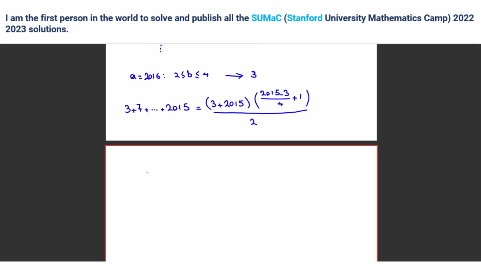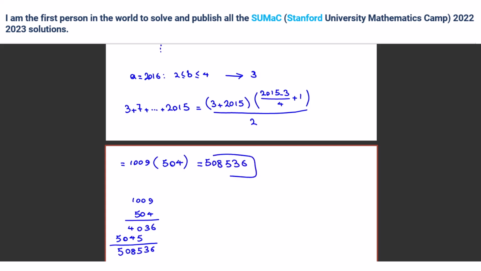Now, if we calculate these, let's figure out the answer. Simplify this. 2018 over 2 is what? 1009, right? Yes, sir. 2012 over 4 will be what? 503 plus 1, 504, right? Yes, sir. Okay, 504 times 1009. 4 times 9, 36, right? Yes, sir. 5 times 9, 45. So 508,536. So the answer is 508,536. Okay? Okay.